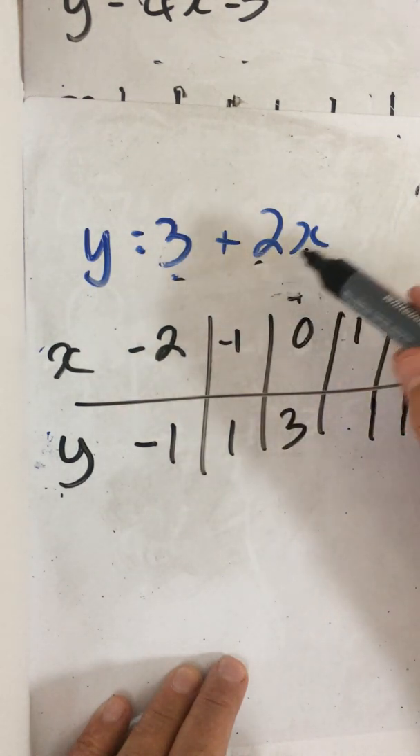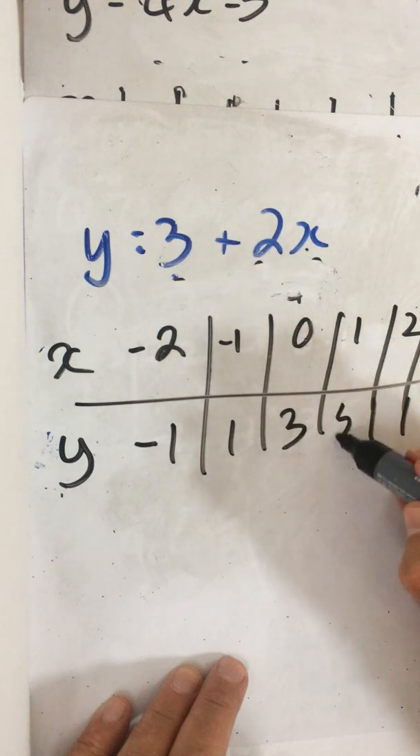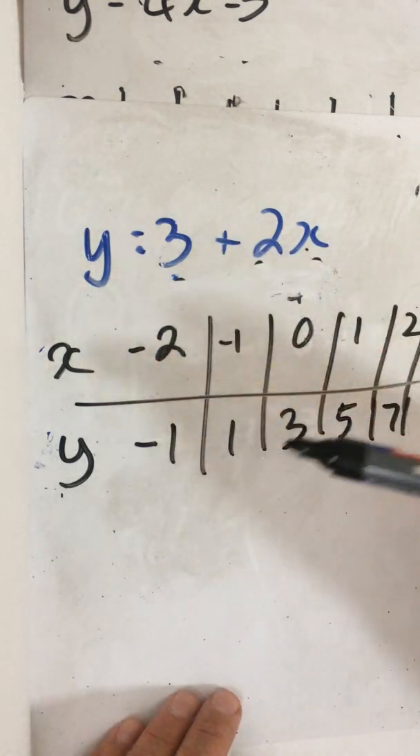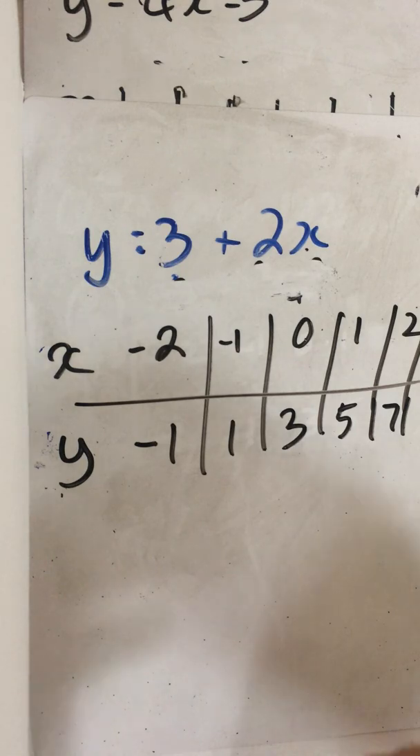So we can see already there's a pattern. 1 times 2, 5. This is going to be 7. Let's just check. 2 times 2 is 4, and the 3 makes 7. And again, then these would be how I would plot it on my graph.